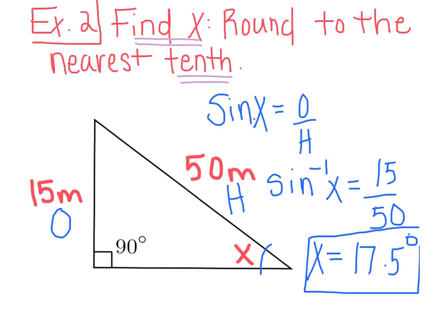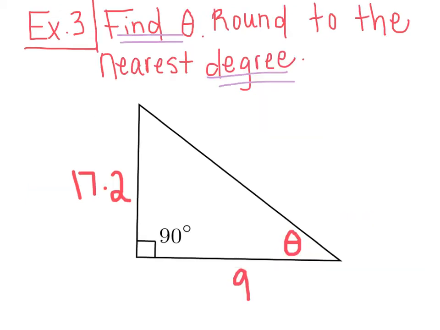So example 2, find x, round to the nearest tenth. So you see here with the work already shown that x is in the corner and 15 is opposite of x, so we have an O. 50 is the hypotenuse, so we're going to be using sine, so the inverse of sine is 15 over 50. When you type that in the calculator, you will get 17.5 degrees.